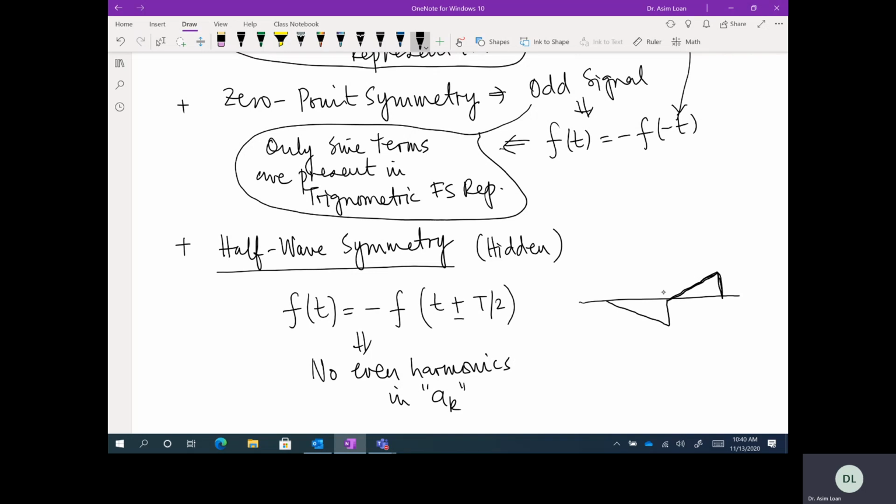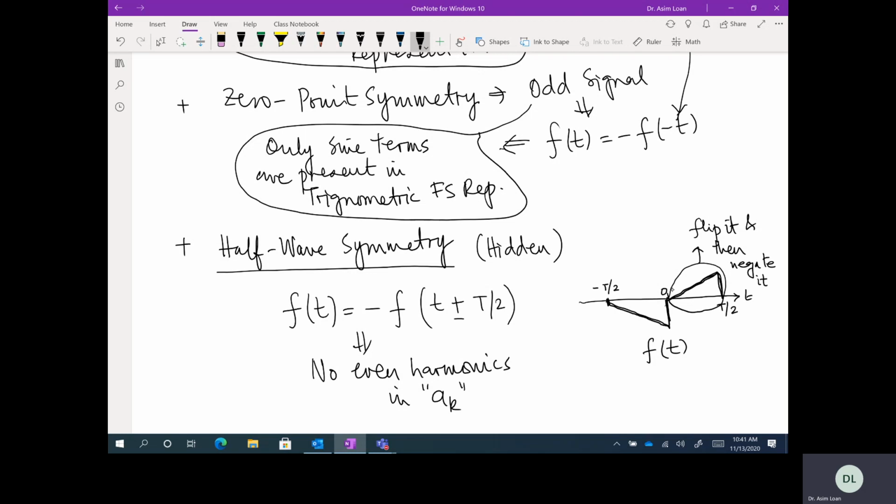So this one is 0, this one is minus T by 2, and this is plus T by 2, this is T. This is my f of t, so hopefully they're the same length. If this is f of t, I take this portion, flip it, and then negate it. Negate is probably all right. Negate it or inverse it.